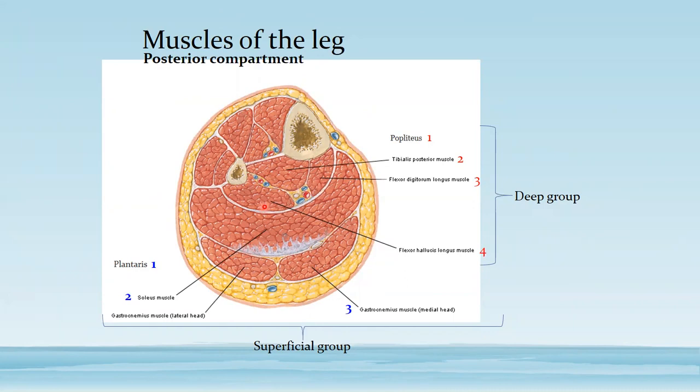For the superficial group, the plantaris is not seen in this picture. Then you have the soleus, the big muscle here, and the gastrocnemius, which has two heads, the lateral head and the medial head. So there are three muscles: plantaris, soleus, and gastrocnemius.